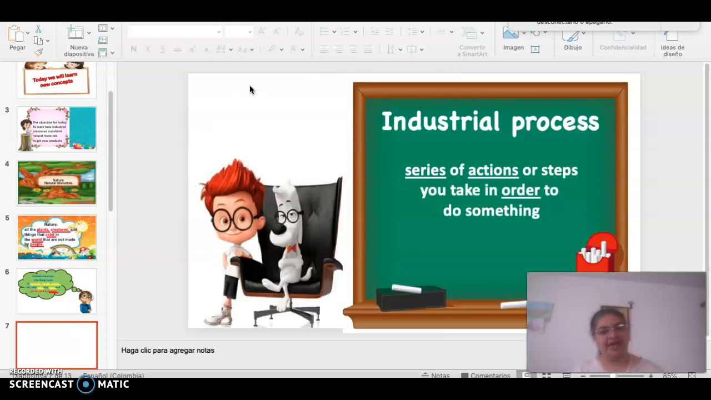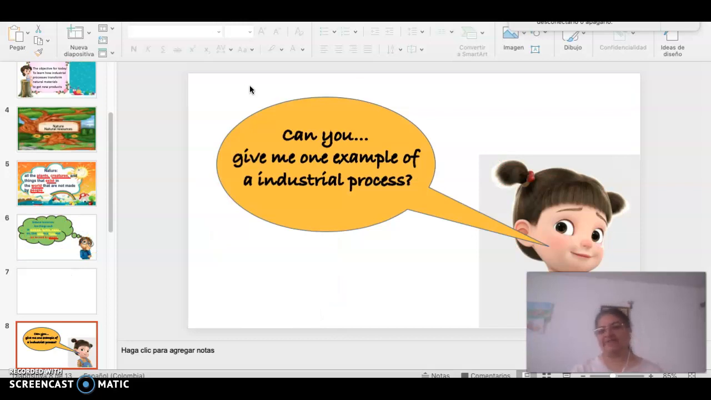So what happens with these natural resources? Well, easy peasy. We're going to use these natural resources in order to follow an industrial process, to follow a series of actions or steps to get a new product. Oh, can you tell me more about that, Miss Patty? Yes, of course. Or can you give me one example of one industrial process? Yes, I can give you one beautiful and excellent example.